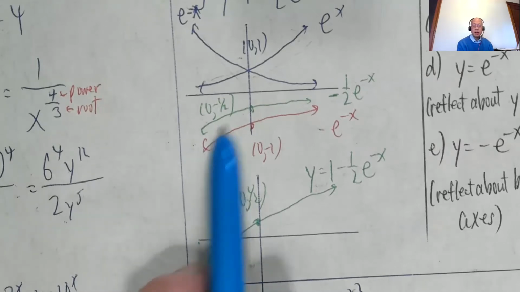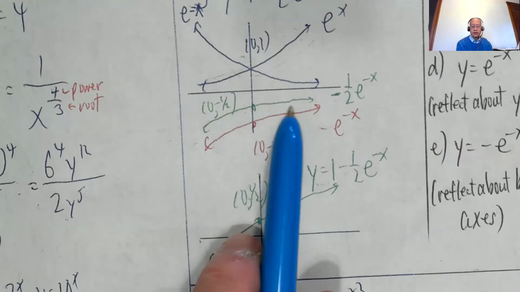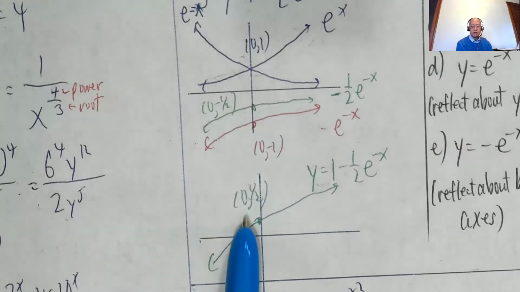Okay, and oh, I'm sorry, that's not quite the graph. The last one, you add 1 to the whole thing. So that's negative 1/2 e to negative x. Add 1, so 0, negative 1/2 becomes 0, 1/2, and the graph looks something like that.